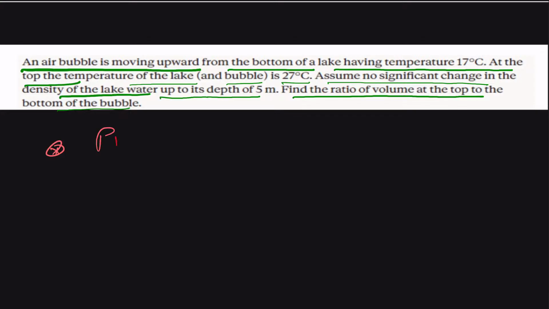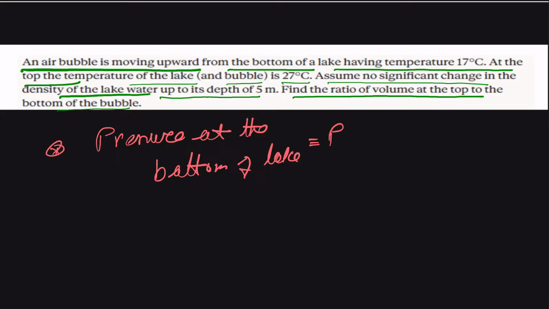So you can see pressure at the bottom of the lake. Let us call this P bottom, which will be equal to P ATM plus the pressure due to the liquid column, and the liquid column, let us suppose, is of height h.